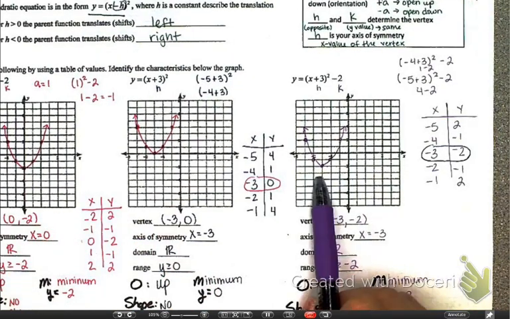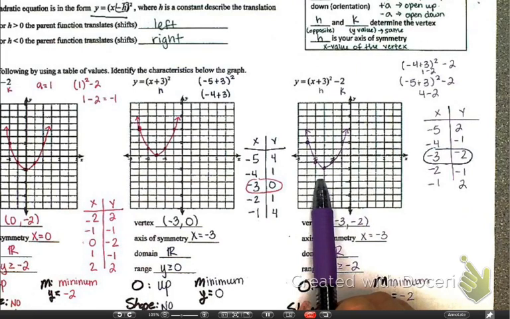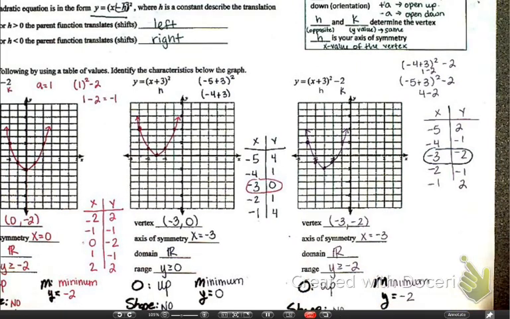Is my vertex at negative 3, negative 2? Yep. Does it face up? Yes. Is it a normal graph? Yes. So those are all the things that you want to check for as you go through. We're literally going to be spending the rest of the semester on graphing. So you have to be able to identify the features.